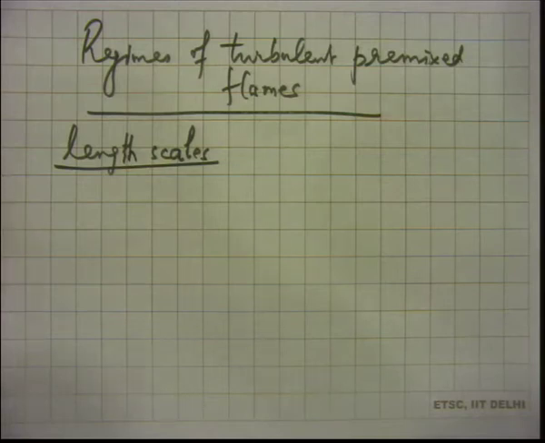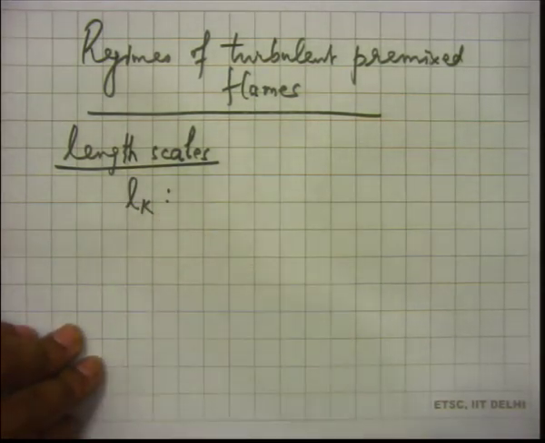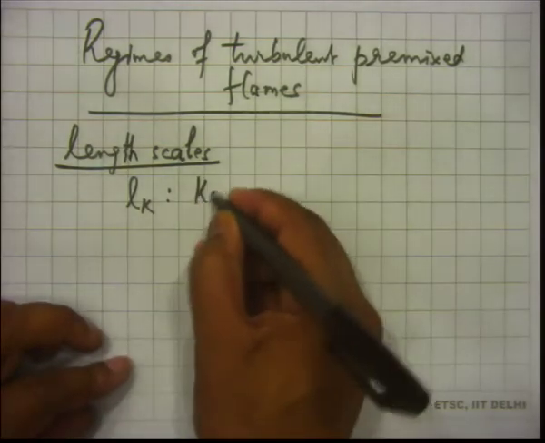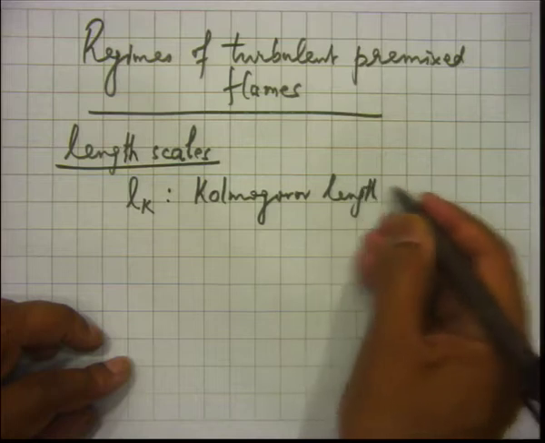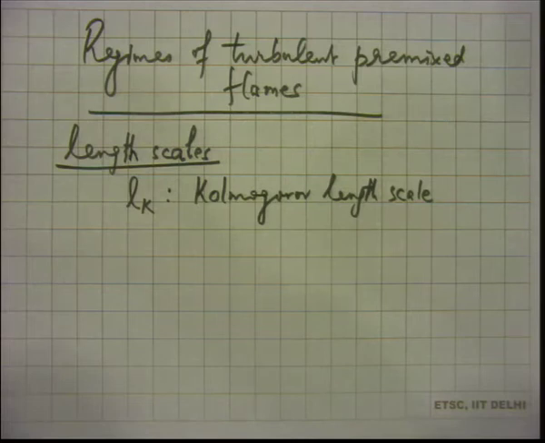Now, some length scales we need are Lk, which is associated with the smallest eddy size in a turbulent flow field. This is called the Kolmogorov length scale. So, what are eddies? Eddies are like fluid packets which are rotating, turning, which have vorticity. So, the smallest eddy sizes correspond to this Kolmogorov length scale.